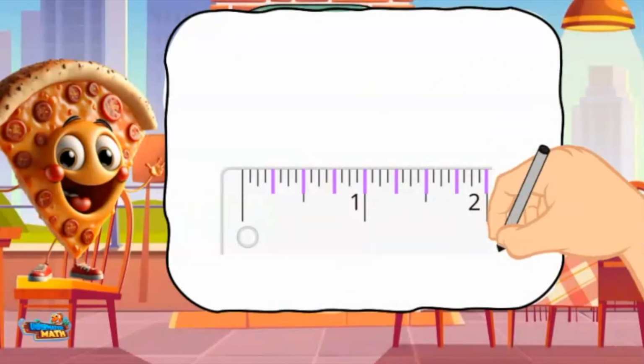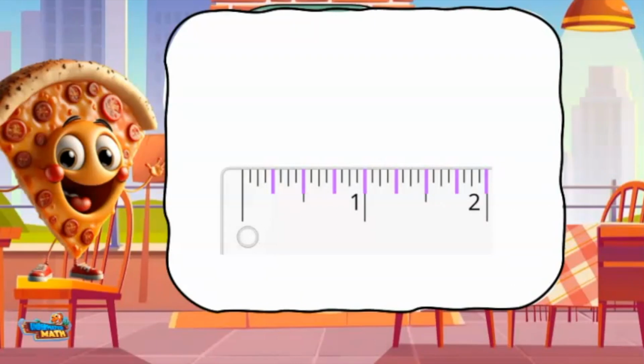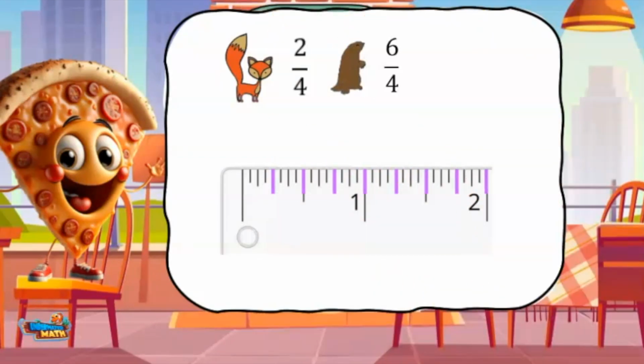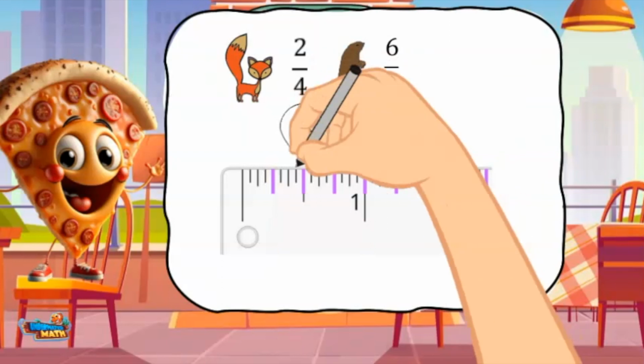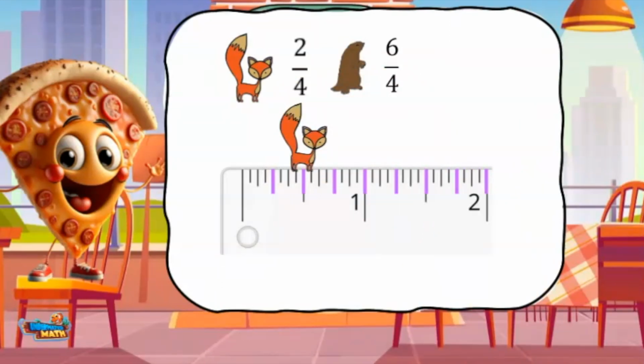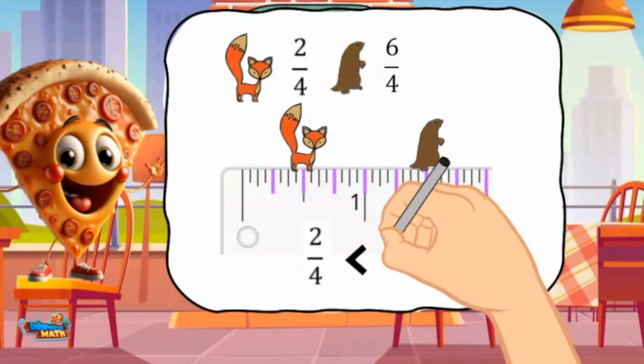The purple lines on the ruler represent 1/4 of an inch. This is because the inch is split into 4 parts. The fox will represent 2/4. The fox will be placed 2 marks from the 0. The beaver will be located 6/4 from the 0. When comparing the fractions, because the denominators are the same, the fraction with the largest numerator is the greatest in size. This means 2/4 is less than 6/4.